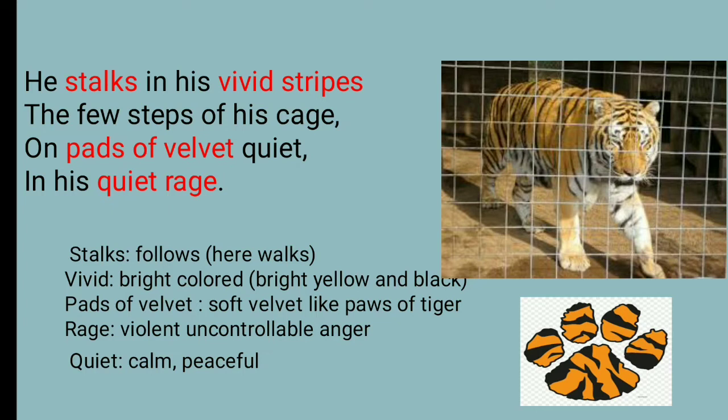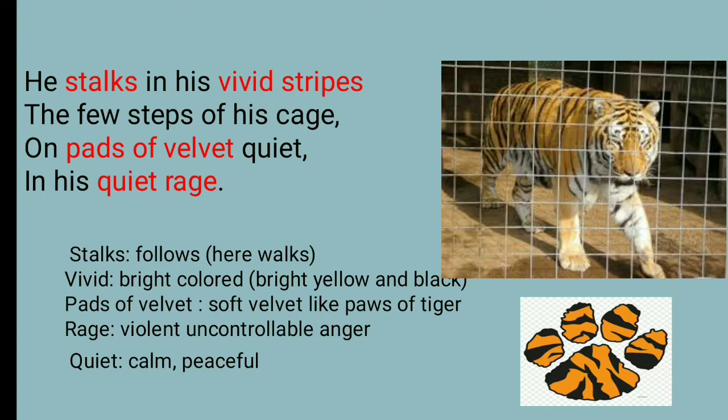He stalks in his vivid stripes the few steps of his cage. Here who is he, students? Yes, of course, tiger. Tiger is treated as a human being. He is personified here, and the poet is using the word he for him. Generally, tiger is an animal and it must be used for him. But here the poet has used he as a pronoun for tiger. So he has personified, he has tried to present tiger's feelings as the feelings of a human being.